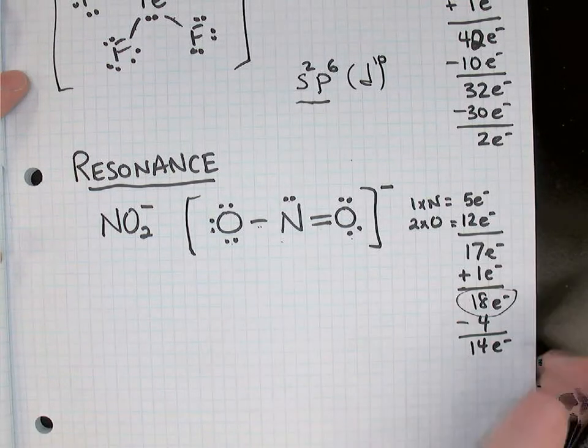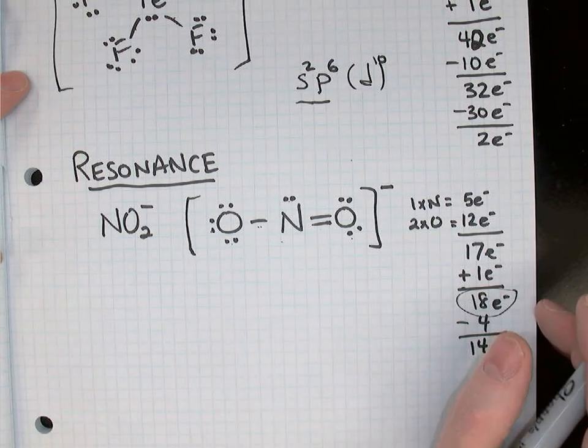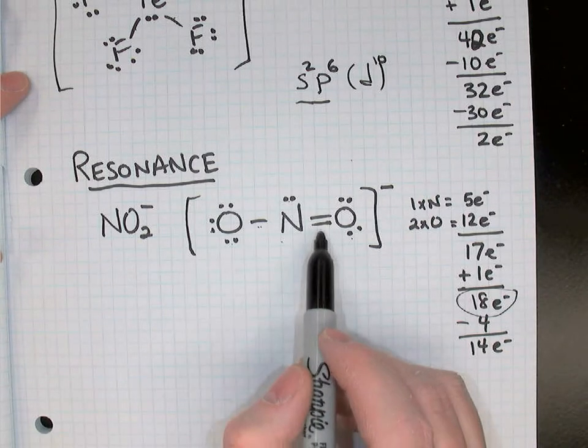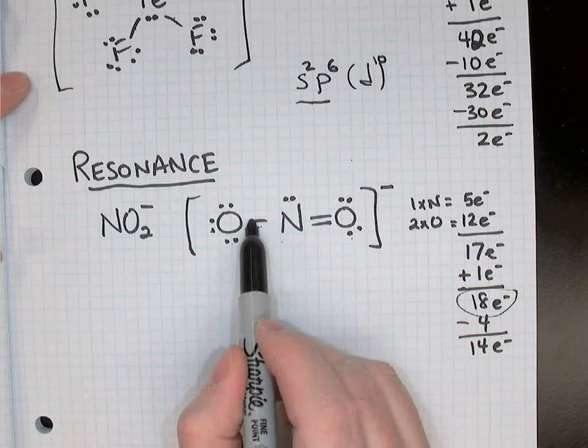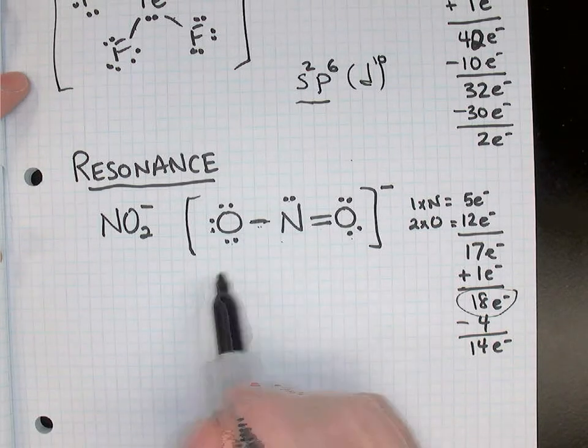Now, where does resonance come in? The problem is that we've suggested in this diagram that there's, in the nitrite ion, 1 single bond, NO, and 1 double bond.